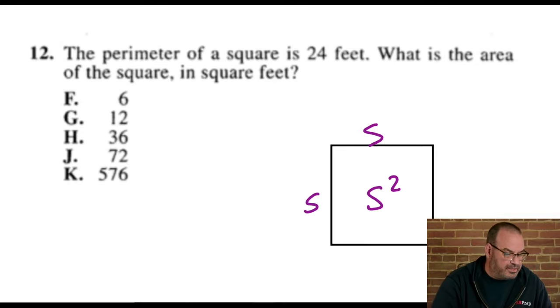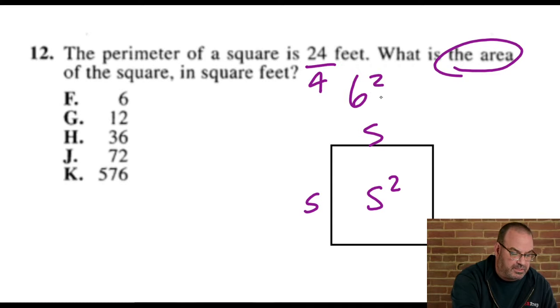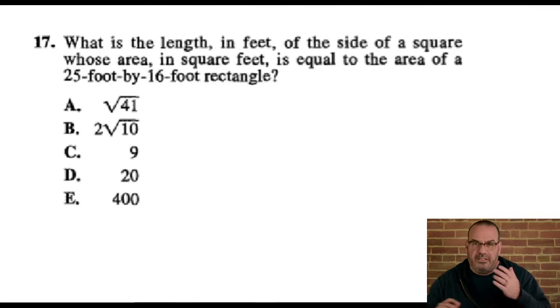Anyways, so this is 24 feet. There are 4 sides to it. 24 divided by 4 is 6. What is the area of the square, which is 6 squared, and 36? As you can see, there are very easy problems with quadrilaterals. There's always a nice, easy square or rectangle.